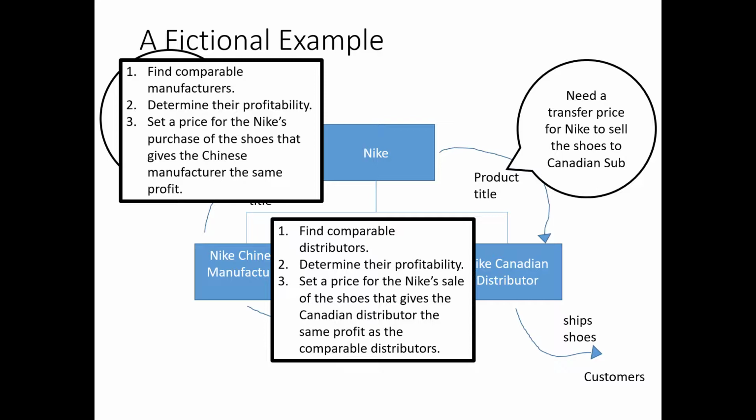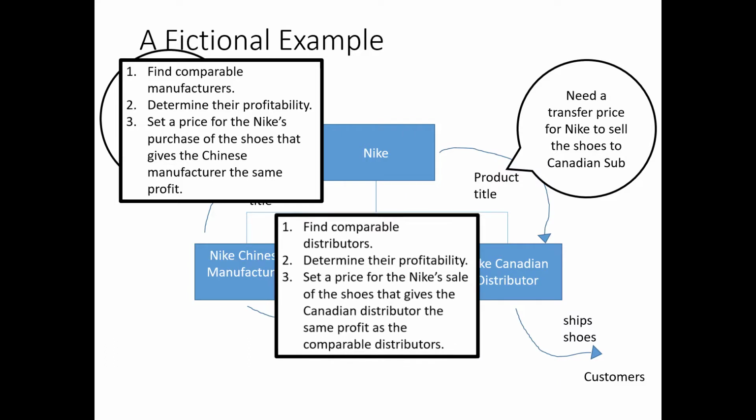Then that they take the same kind of risks. They're selling the same kind of product. Maybe it's clothing, maybe it's shoes, etc. So we'll find those comparable firms and we'll determine how profitable they are. And then we will set a price for the Nike sale of the shoes to the Canadian distributor so that it will earn the same kind of profit as those comparable distributors. So what Nike sells to them will show up in their COGS. That'll affect their profitability. We will adjust that COGS, what we charge for the shoe, so that they hit a targeted level of profitability.